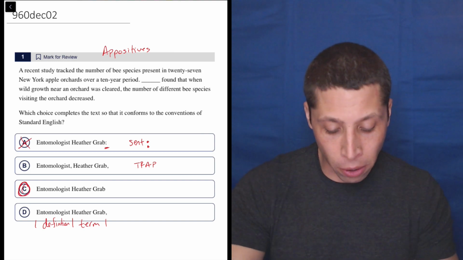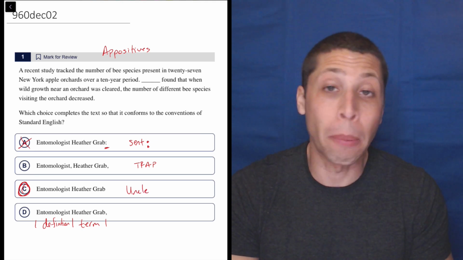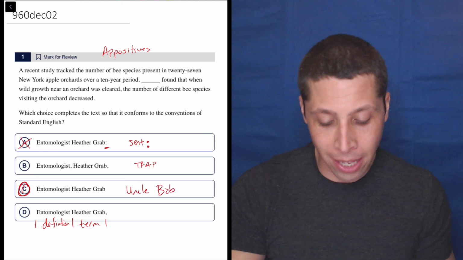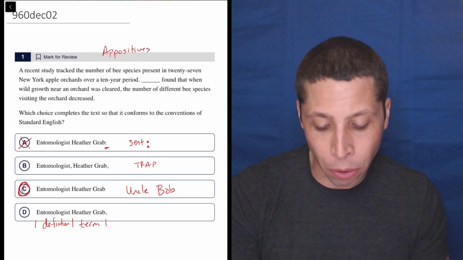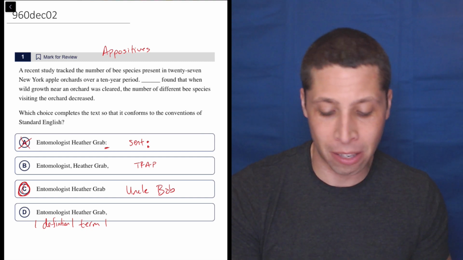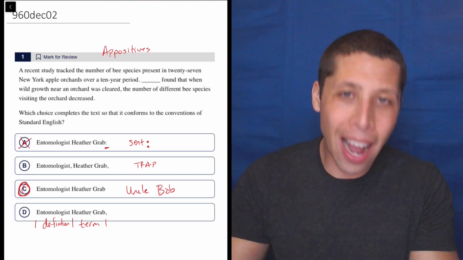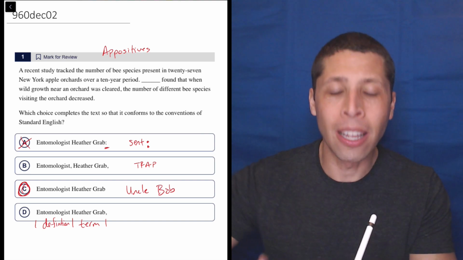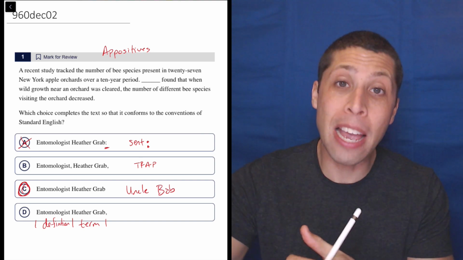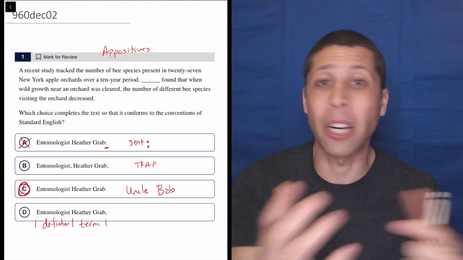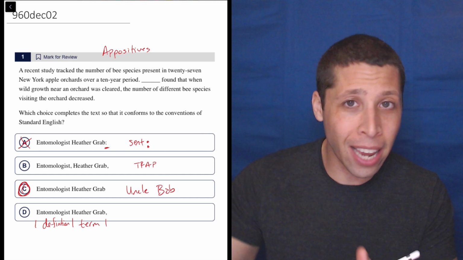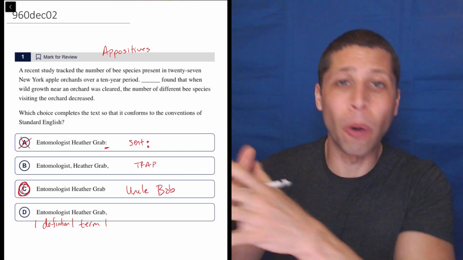It's almost like if her name were, think about the people in your family, like Uncle Bob, right? Uncle Bob found that when wild growth near an orchard was cleared, the number of different bee species visiting the orchard decreased. So Uncle is just part of his name. And that's what's happening here: the title is basically part of Heather's name. So we don't need any commas to separate her out. We're talking about her. The title is just who she is.